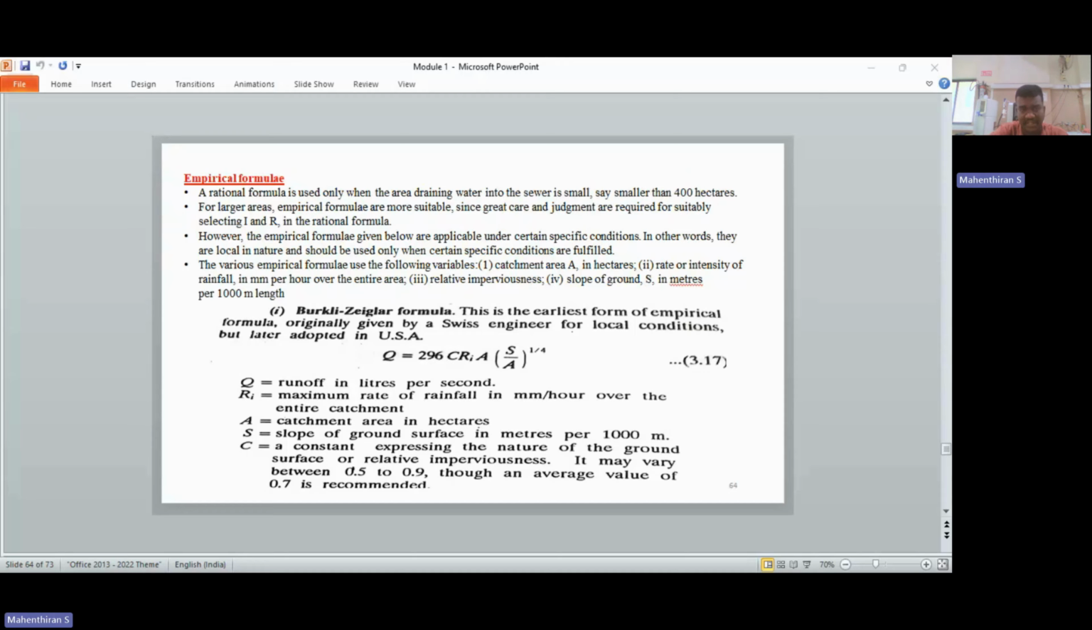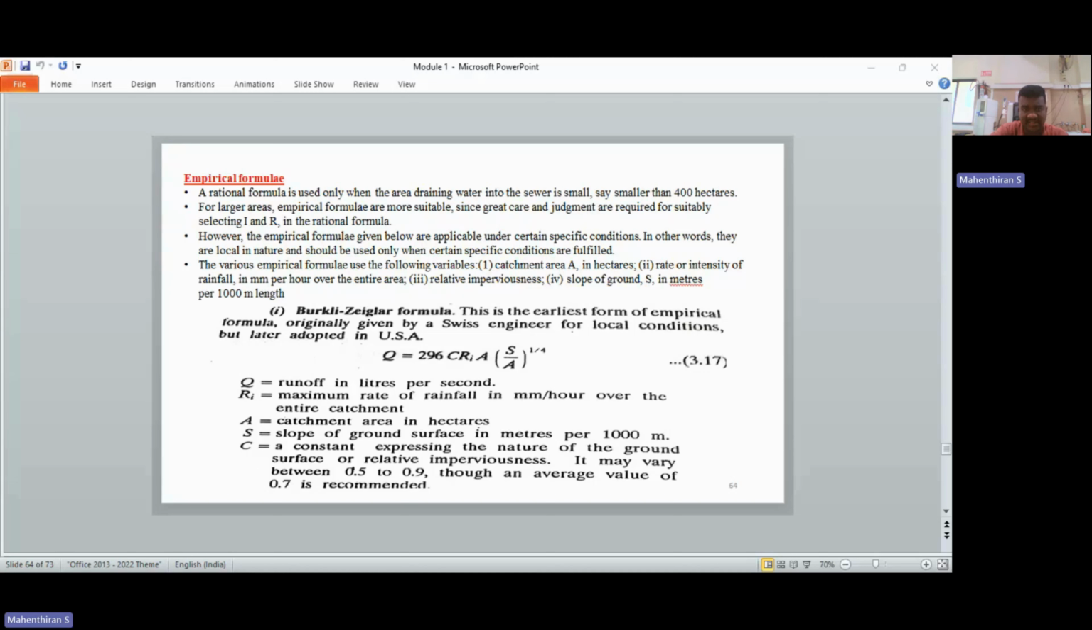Swiss catchment area. Here you have the equation: Q is equal to 296 C Ri A times S divided by A, to the whole power 1 by 4. Now I will break down every single component. Q is the runoff, whose unit is liters per second. This is the peak discharge which we are calculating.